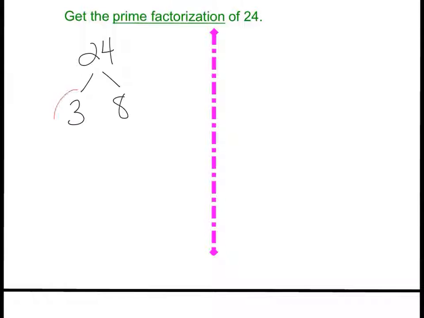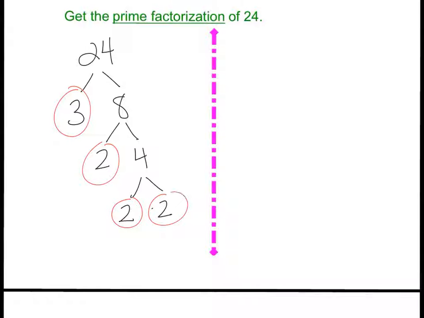Now, 3 is prime, so I'm done with that part of my tree. But 8 is not, so let's keep going. 2 times 4 is 8. 2 is prime, but 4 is not, so let's keep going. 2 times 2 is 4. These are both prime. So notice that every part of my tree ends in a prime number. That means I'm finished. The prime factorization of 24 is 2 times 2 times 2 times 3.